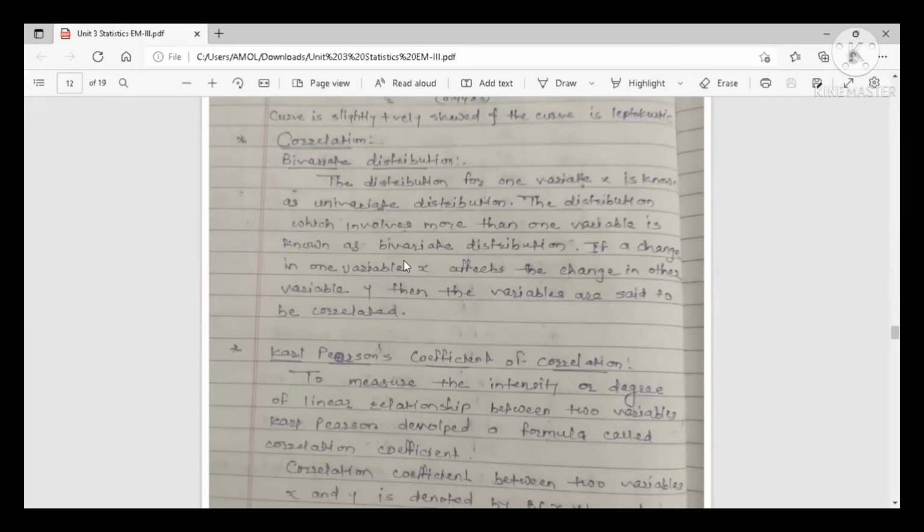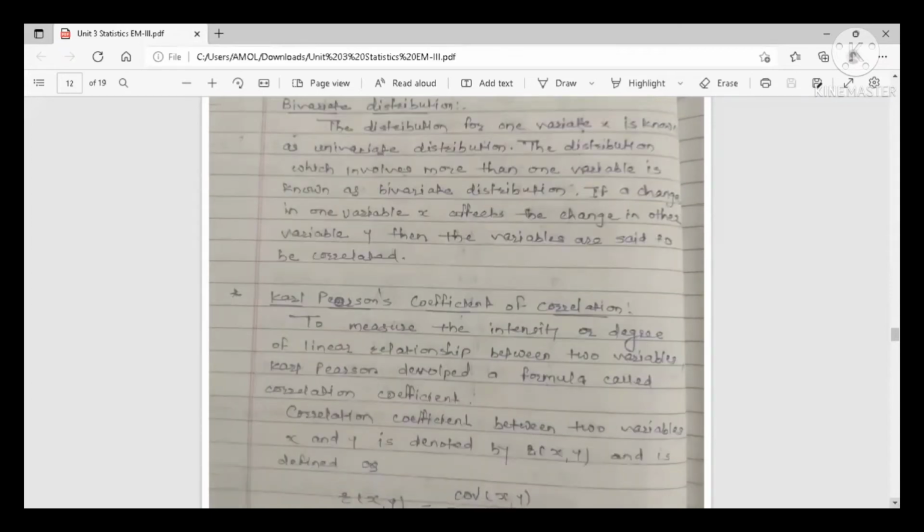Univariate means there is a single variable x. If a change in one variable x affects the change in another variable y, then the variables are said to be correlated. There is a mutual relation between the 2 variables, then we say they are correlated.